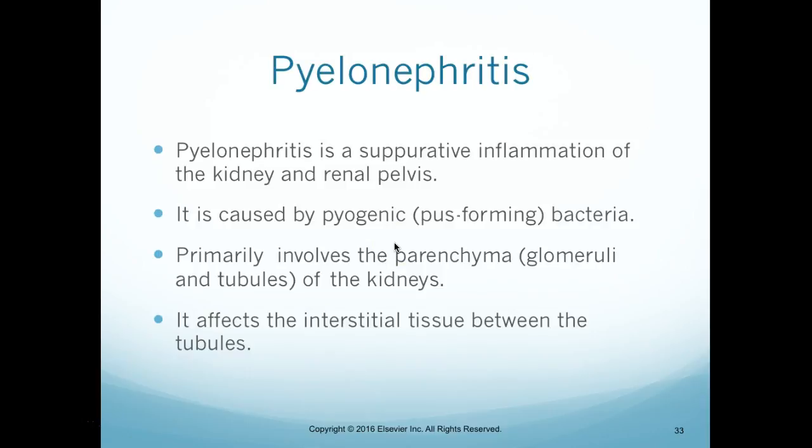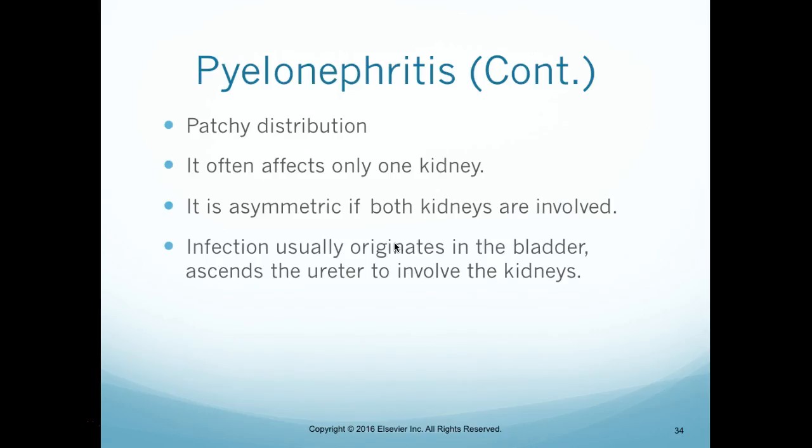Pyelonephritis. So it's a suppurative inflammation of the kidney and the renal pelvis caused by pyogenic, so pus-forming bacteria. That primarily involves the parenchyma of the kidneys. It affects the interstitial tissue between the tubules. So you can have a patchy distribution. It also affects only one kidney.